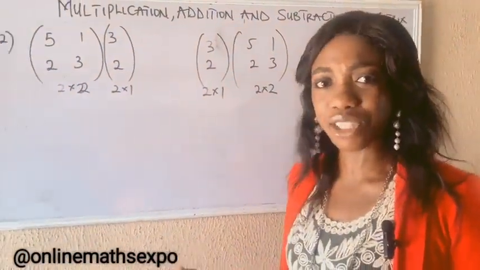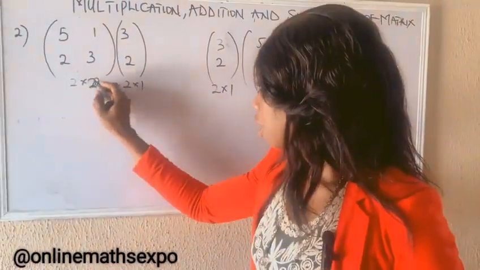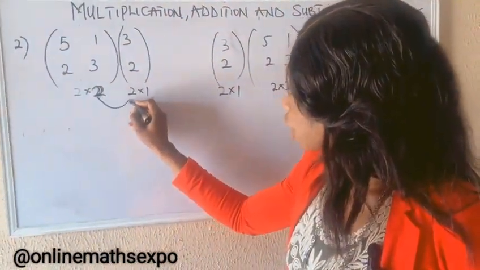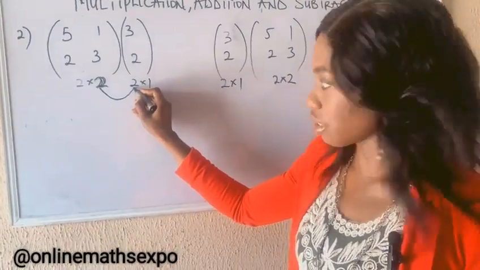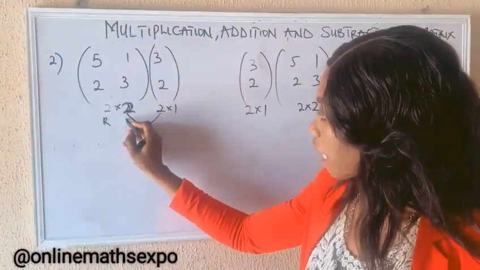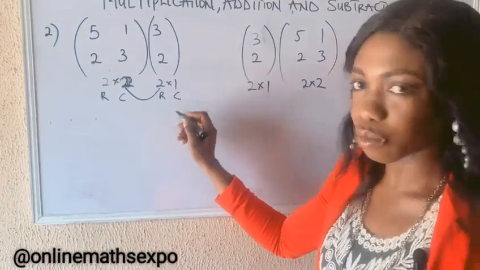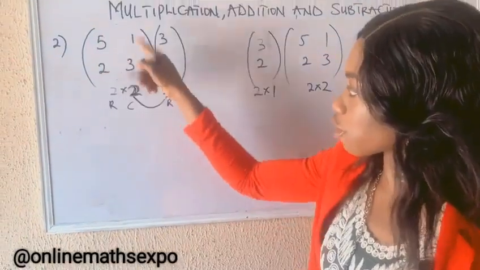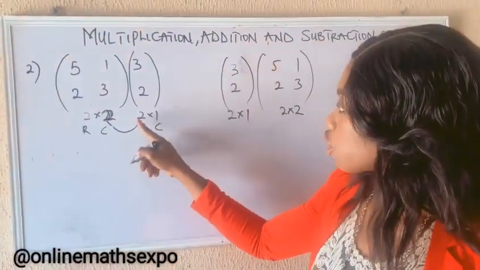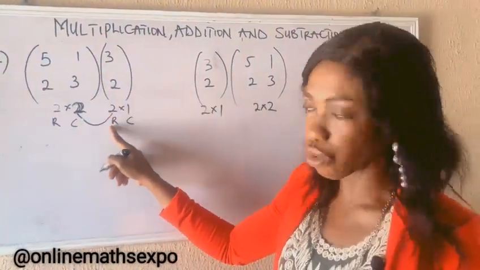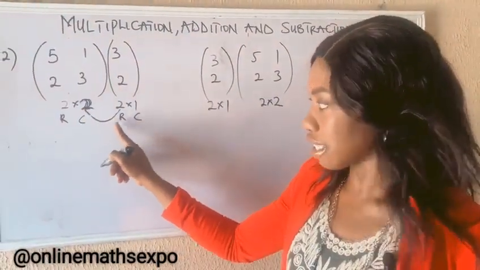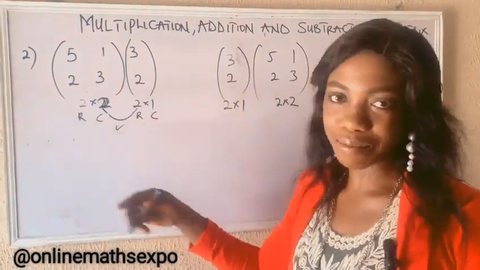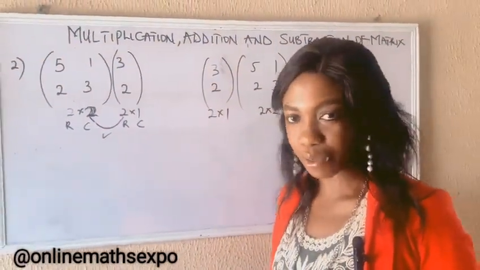How do you know that matrices can be multiplied? When the column of the first matrix is the same as the row of the second matrix, this is row by column. So if the column of the first matrix is 2, and the row of the other one is 2, the column and the row are the same, then you can multiply. If they are not the same, that means multiplication is not possible.